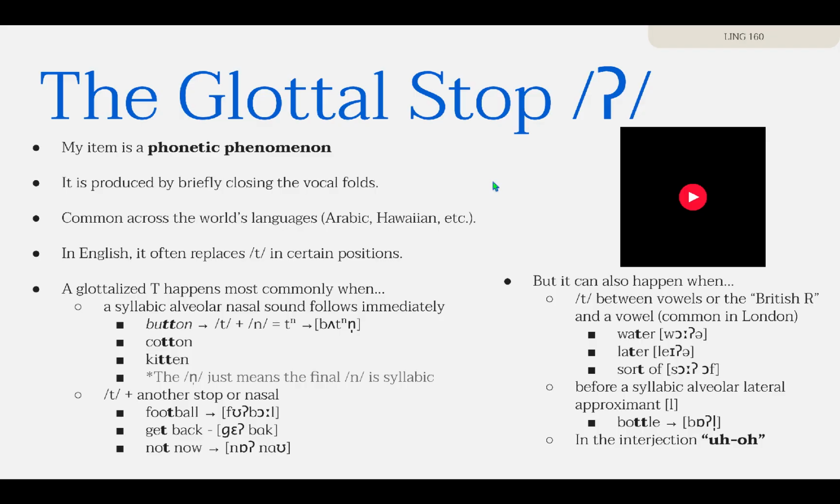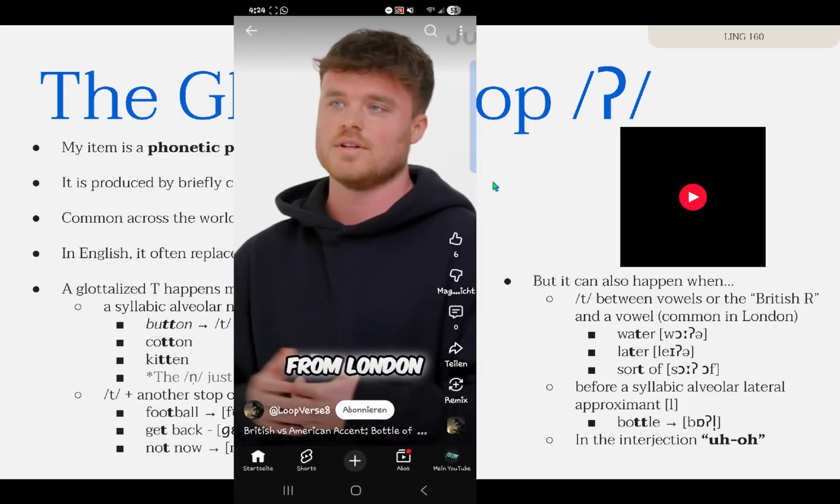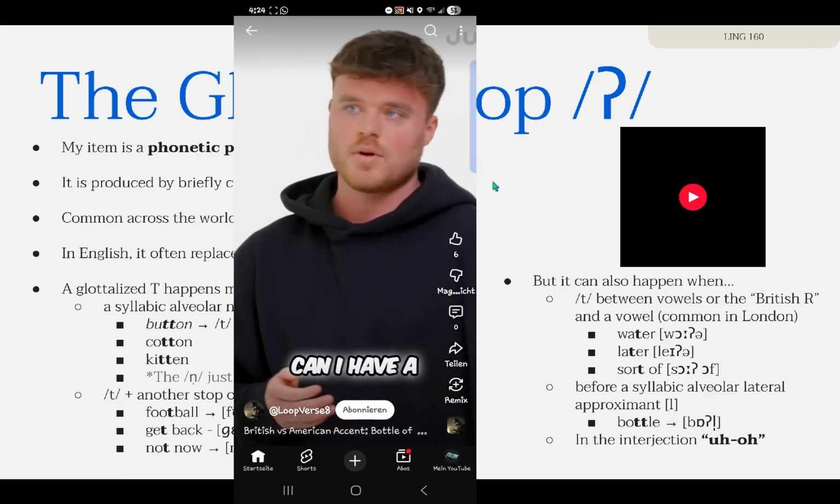It can also happen before a syllabic alveolar lateral approximant. So I feel like if you're from London, you'd be like, "What's a bottle of water? Can I have a bottle of water?"